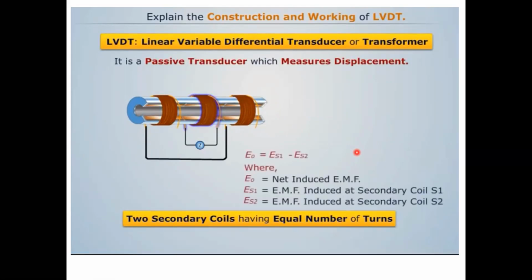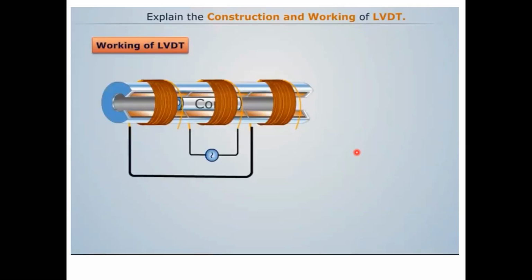The two secondary coils are connected with each other in series opposition so that the net induced EMF of the two secondary coils becomes zero. We see that a movable soft iron core is placed inside the hollow cylinder. The position of this core with respect to the two secondary coils will affect the magnetic coupling between the primary and two secondary coils. Let's now understand how this LVDT works.